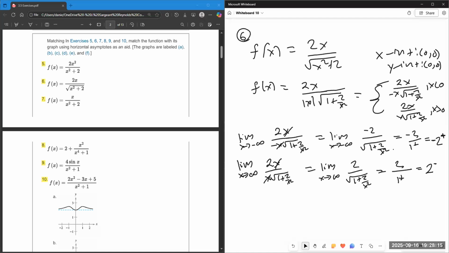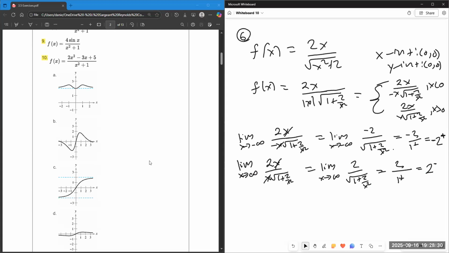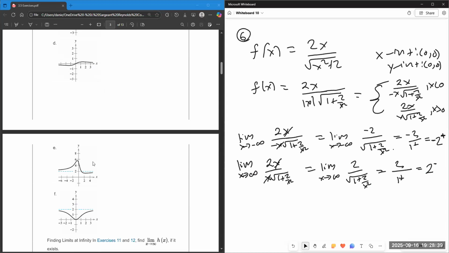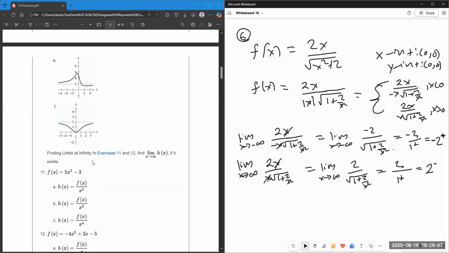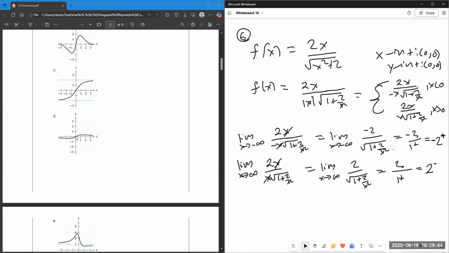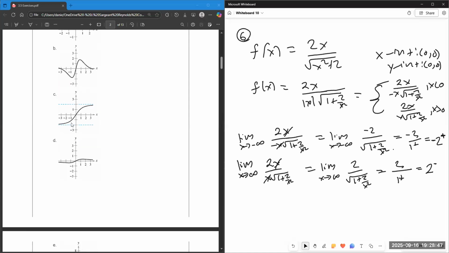So on the left-hand side, we approach negative 2 from above, and from the right-hand side, we approach 2 from below. So let's see if we approach negative 2 from above, right here, and positive 2 from below.